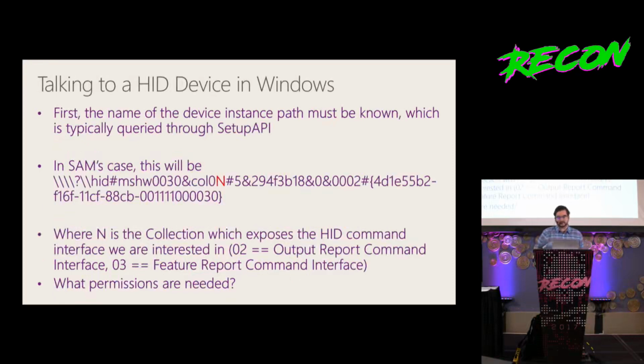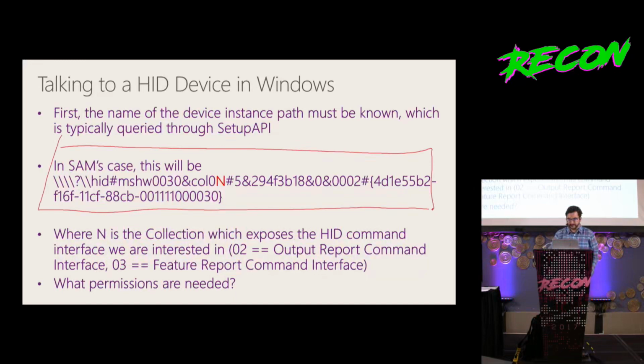So how do we talk to a HID device? Well, all you need is a simple user mode application, and then you just have to call CreateFile. Now, with CreateFile, you need to know the device path of this device, and it's going to be messy, and you have to use all these SetupAPI APIs to get it. But basically, it'll look like something like this at the end of the day. And you don't have to hard code this or memorize this. There's APIs that'll query it for you. And then this GUID here at the end, that's what tells Windows that this is a HID I2C device. And then MSHW0030, that's the device ID for SAM. That's what you saw in the ACPI tables. So that specifically is SAM on the I2C bus. And then there's a col0 and then some number there.